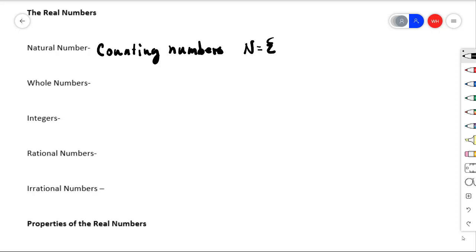And using set builder notation in roster form, we can list out the first few elements, starting with 1, 2, 3, and then we put an ellipsis indicating that it continues in that pattern to infinity. All right, the next subset of the real numbers is the whole numbers. And this is the same set, but it adds the number 0.